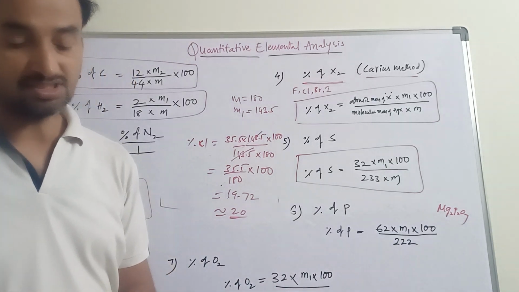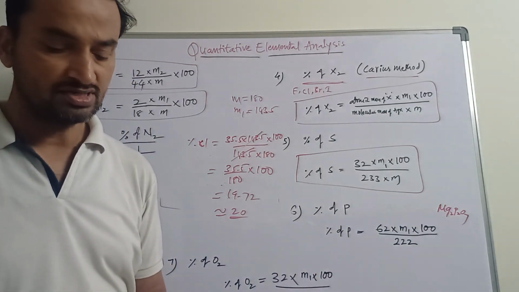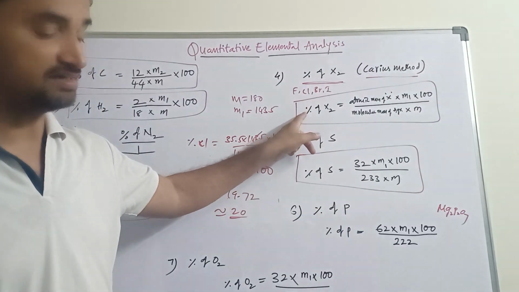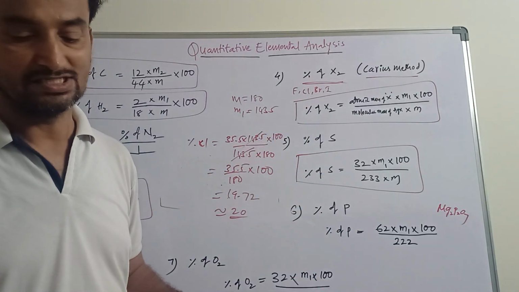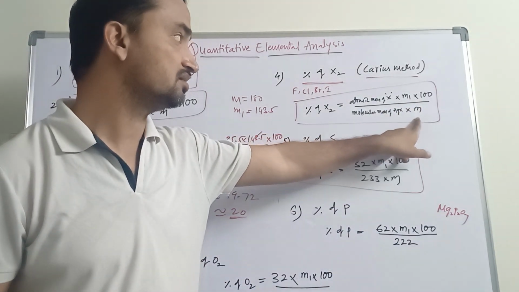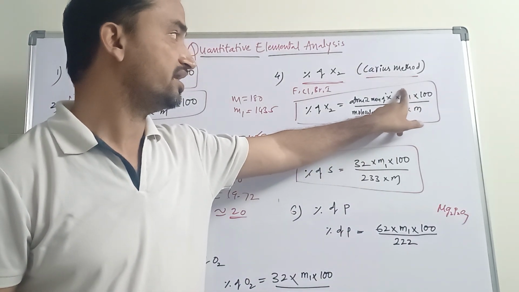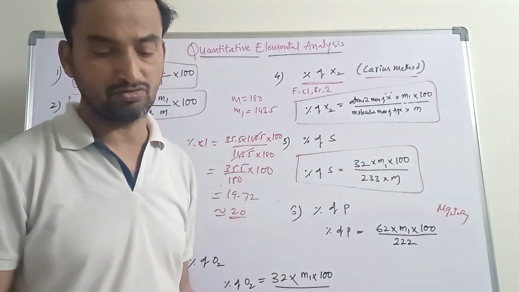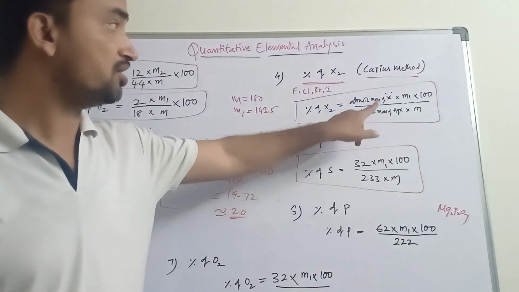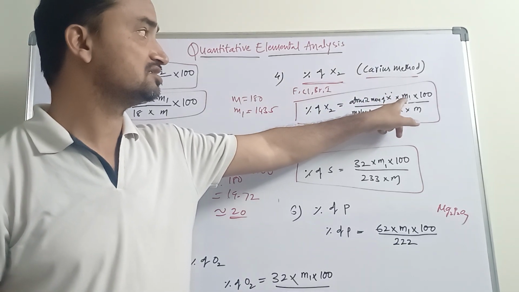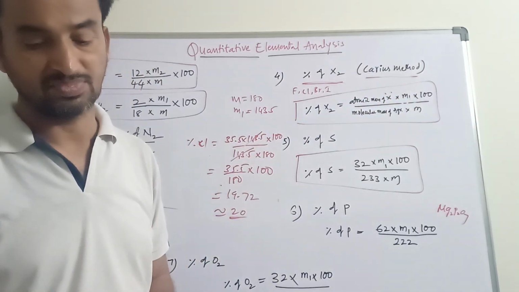Now next, another question. This one is also from the January session only. In Carius method, estimation of halogen, 0.25 grams of an organic compound, that means the mass of the organic compound taken is 0.25 grams, gave 0.15 grams of silver bromide.